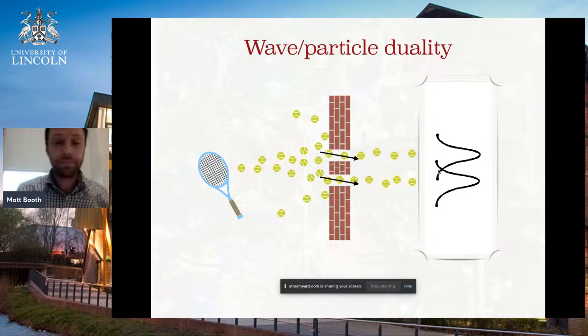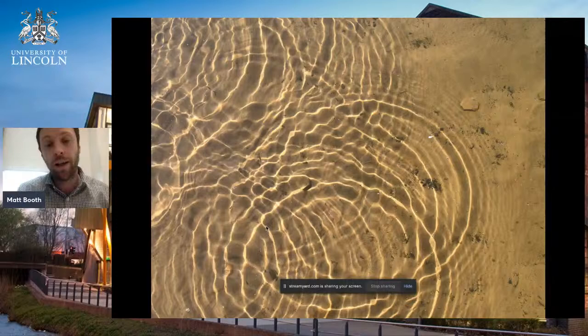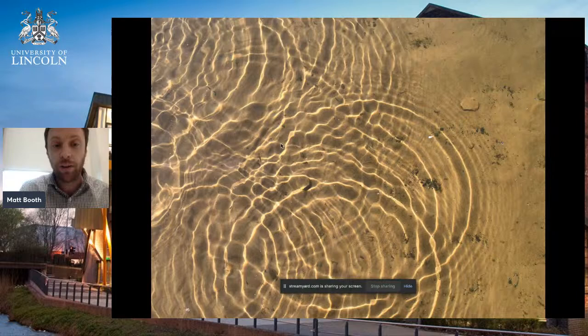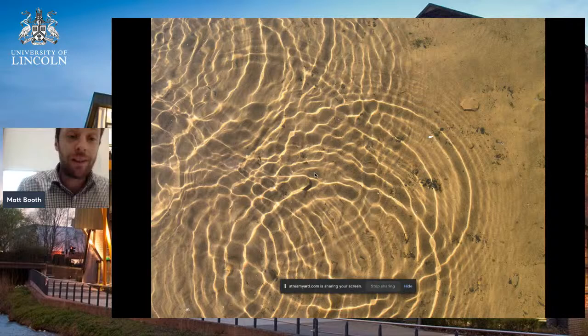But what if electrons were waves? Well, you've probably seen, if you drop pebbles in the water, you see these spherical waves. And if you drop two pebbles in the water, you see the interference between the waves. So this is what we expect for light or for water. And the question is, do we see this for electrons?